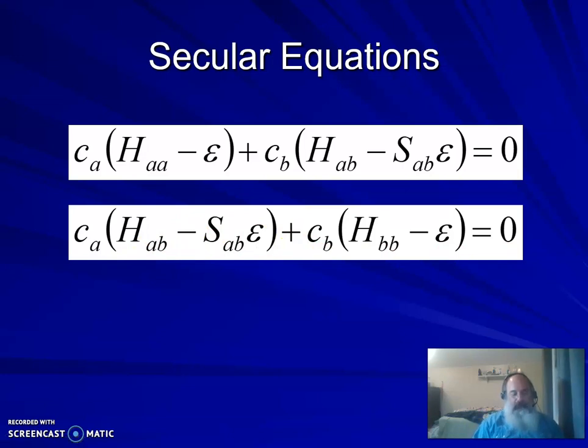In order for there to be a non-trivial solution, and by non-trivial I mean, this equation would be satisfied if CA and CB were both 0. That's considered a trivial solution. But in order for us to have a non-trivial solution, the secular determinant that's generated by these has to be 0.